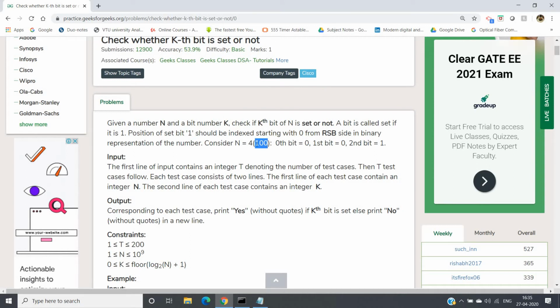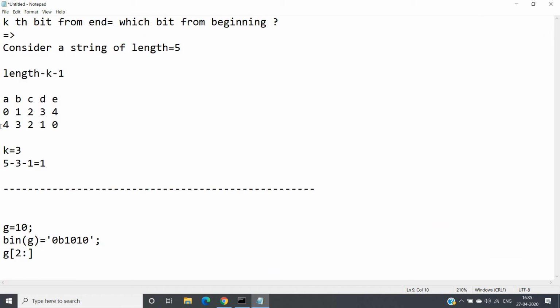Suppose the binary representation of 4 is 100. The 0th bit from the right hand side is 0. The index position 1 bit from the right hand side is 0. The index position 2 bit from the right hand side is 1. Okay, that is how the indexing will go. That is the same as this particular thing.